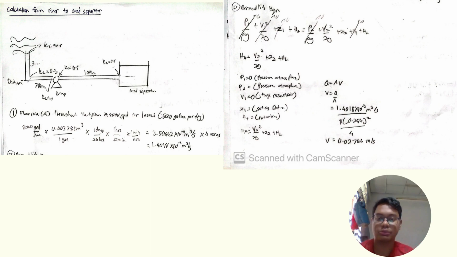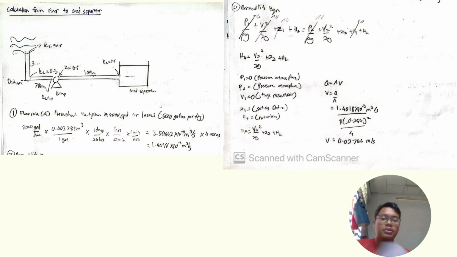So next we will calculate pump 1, where pump 1 is from the river to the sand separator. Just like before, the difference is we assume pump 1 will gather 8,000 gallons per day, because pump 1 needs more flow rate than pump 2, as pump 1 needs to supply the sand separator and sand filter. So from 8,000 gallons per day, we convert it to meter cube per second, then multiply by 4, and we obtain our flow rate, which is 1.4018 times 10 to the negative 3 meter cube per second.